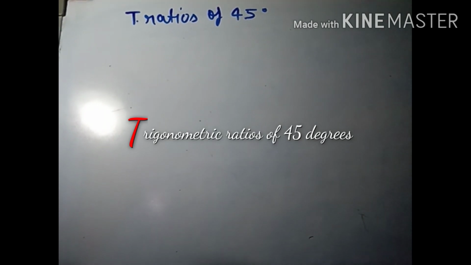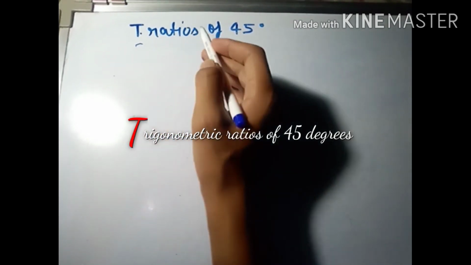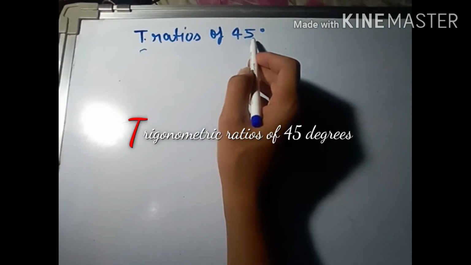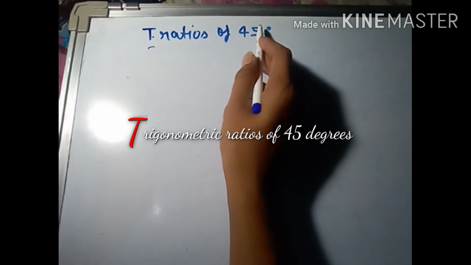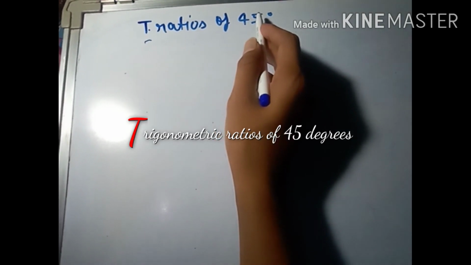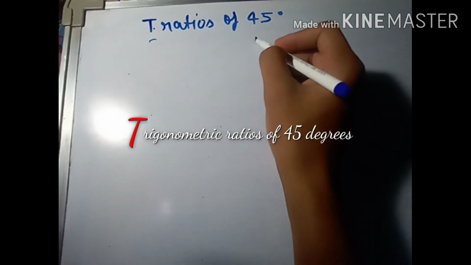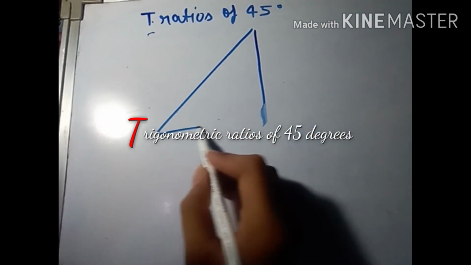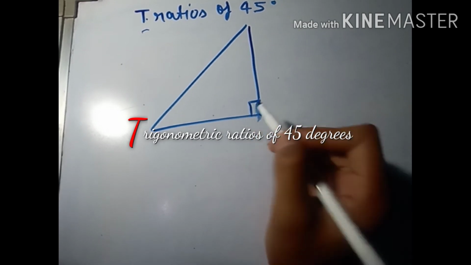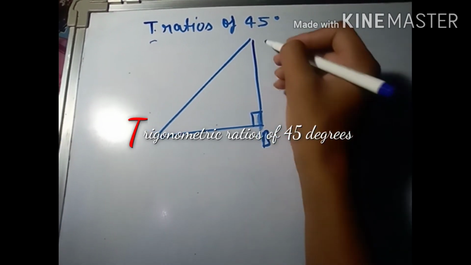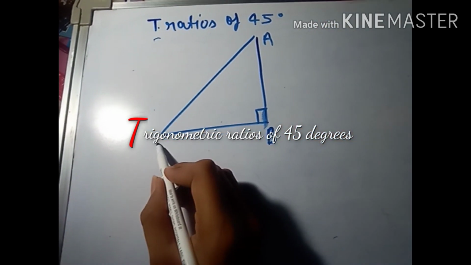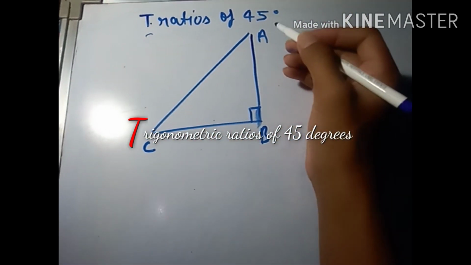Now I am going to calculate trigonometric ratios of 45 degree. So for 45 degree we must have a triangle which is a right angle triangle. So let us draw a right angle triangle. This one is the right angle triangle and the right angle is at B. A, B and C. This is a right angle triangle.